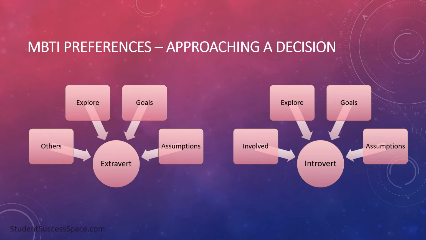In contrast, our introvert wants to make sure that they are involved in the decision, not just people who are going to be part of that decision or impacted by the decision, but they just need to be involved in it. They want to explore opportunities in depth, and they need a lot of clarity, but they want to have a discussion with only 1 or 2 people instead of everyone.